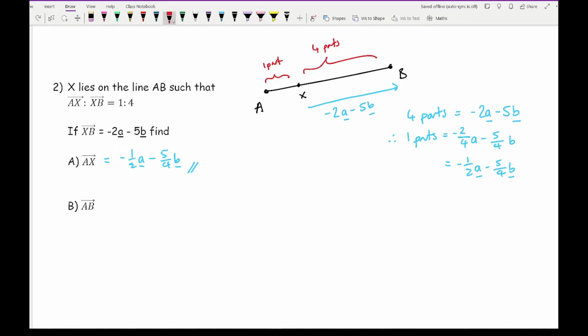Now AB is equal to 5 parts. So what I need to do is 5 times minus a half a minus 5 over 4 b. Let's just do that. If I do 5 times a half, that's going to be minus 5 over 2 a minus, and then 5 times 5 is 25, so it's going to be 25 over 4 b. Can I simplify any of those fractions? The only way I can is to convert it into a mixed number, which is not really essential, but if you wanted to, you could. But that there would be my final answer.